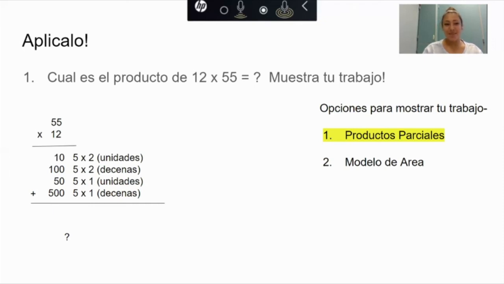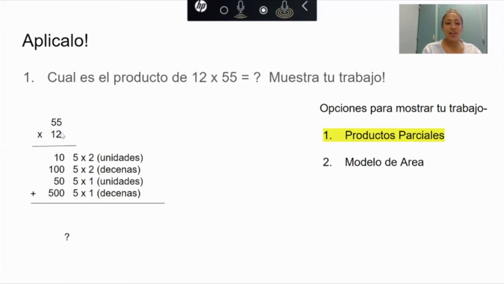Perfecto, seguimos. Empecé con escribir 55 encima de 12 en la forma estándar de multiplicación. Abajo empecé con las unidades. 5 multiplicado por 2. Eso me da 10. Entonces escribo 10 debajo de mi línea. Al lado mostré que 5 multiplicado por 2 unidades me da 10.